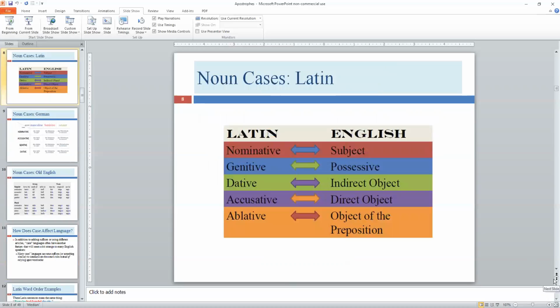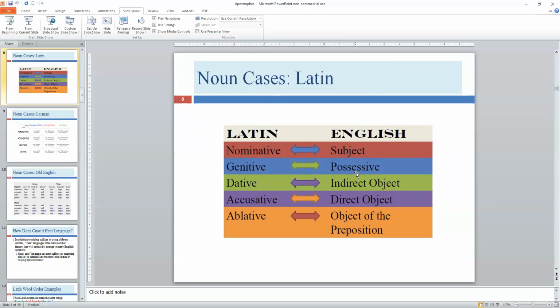Latin is probably the language that has the most complex series of cases. So if you ever took Latin, you're going to immediately know what I'm talking about. When we have a Latin noun, you can tell based upon the suffix at the end of the noun whether it's the subject of the sentence. If it's the subject of the sentence, it's going to be a nominative case.